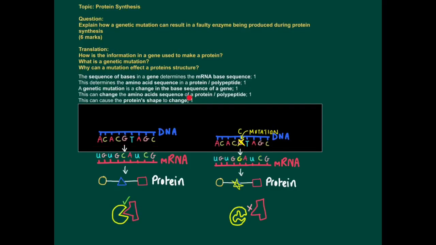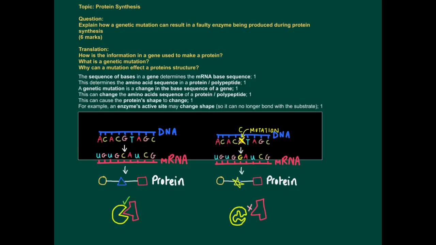So a change in the amino acid sequence of a protein can cause the protein's shape to change. For example, an enzyme's active site may change shape, and in brackets so it can no longer bond with the substrate. So I've dropped in enzyme here because they do talk about enzymes in the question, so it would be unwise not to reference the protein they are talking about in the question.